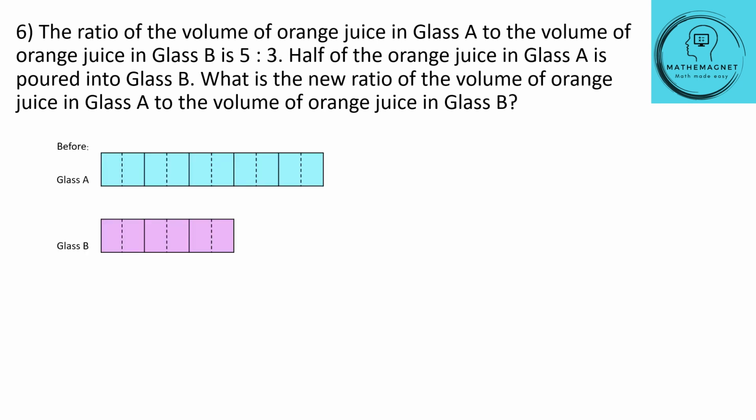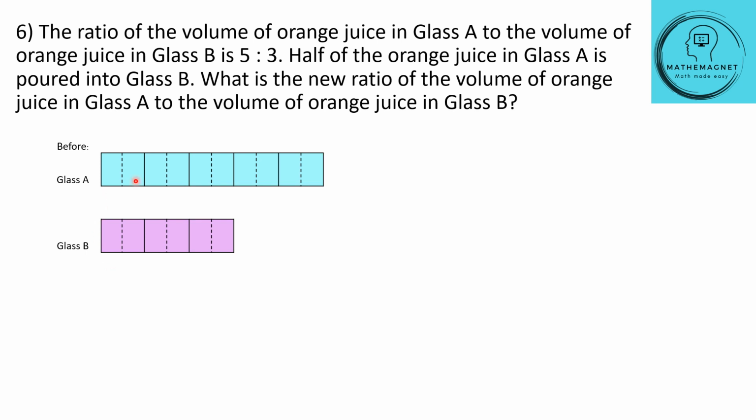The before model will look like this. Now here, this is the 5 units that they initially told, that I have split into half. So now I have got 10 parts. In the same way for glass B, this is the 3 units that they have told. I have split each unit into half, into 2 parts. So I have totally 6 parts.